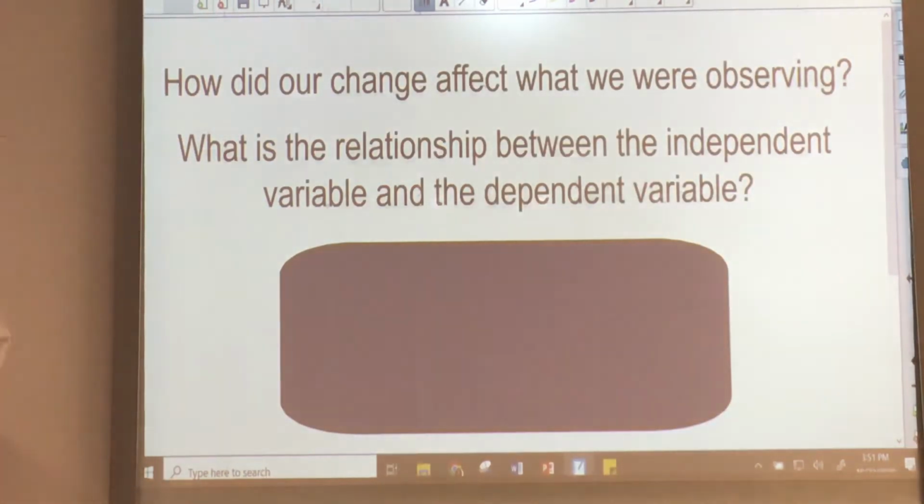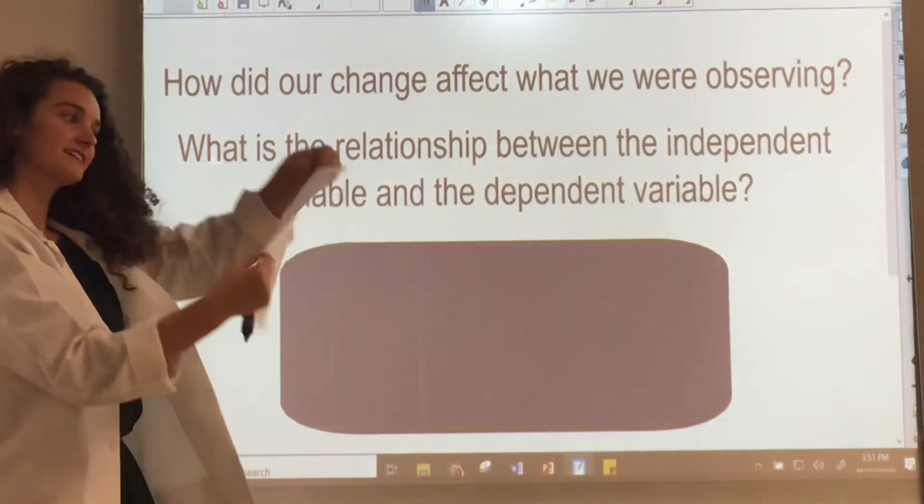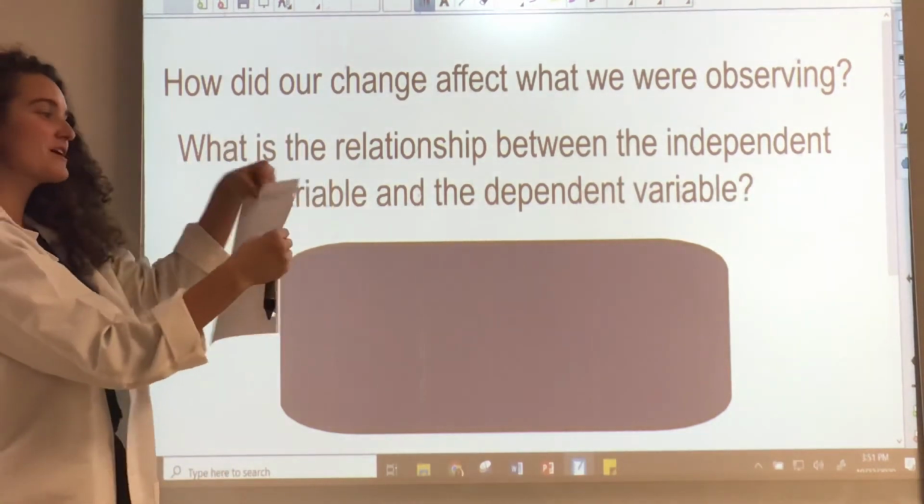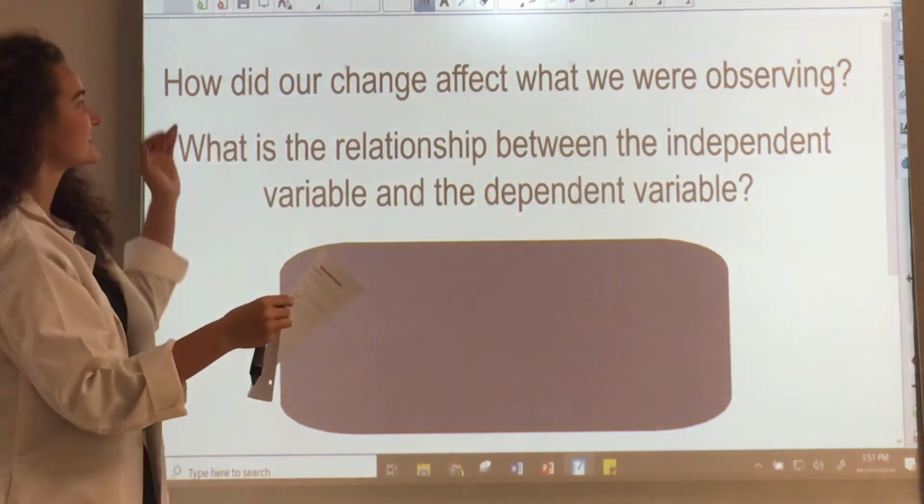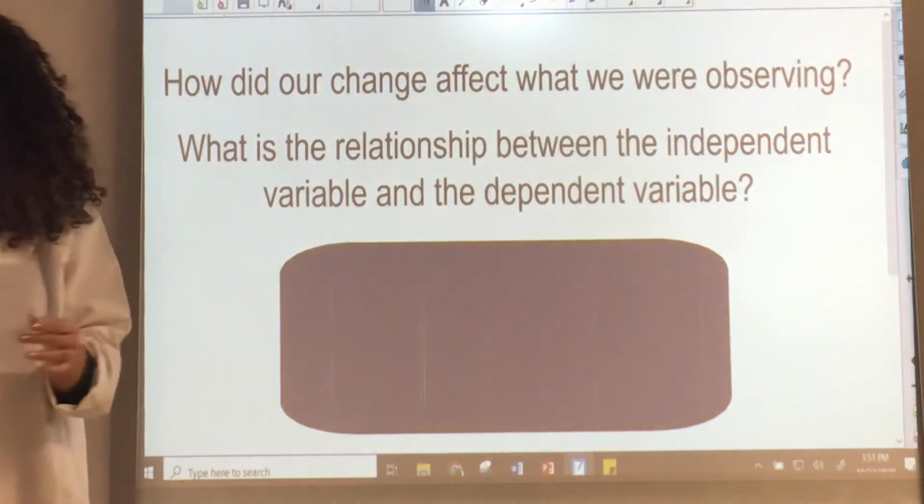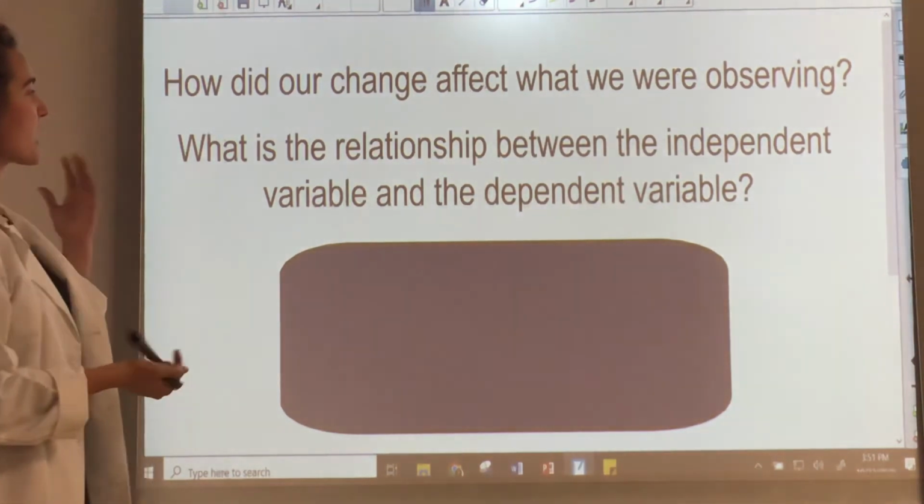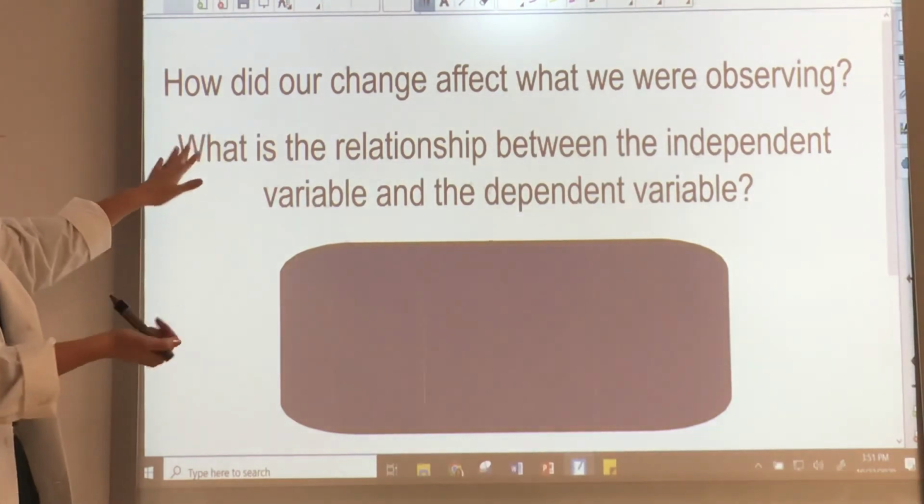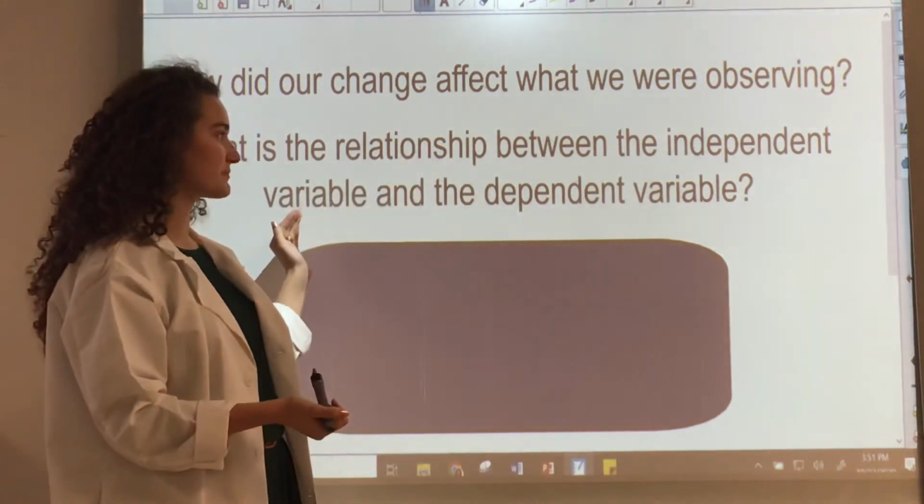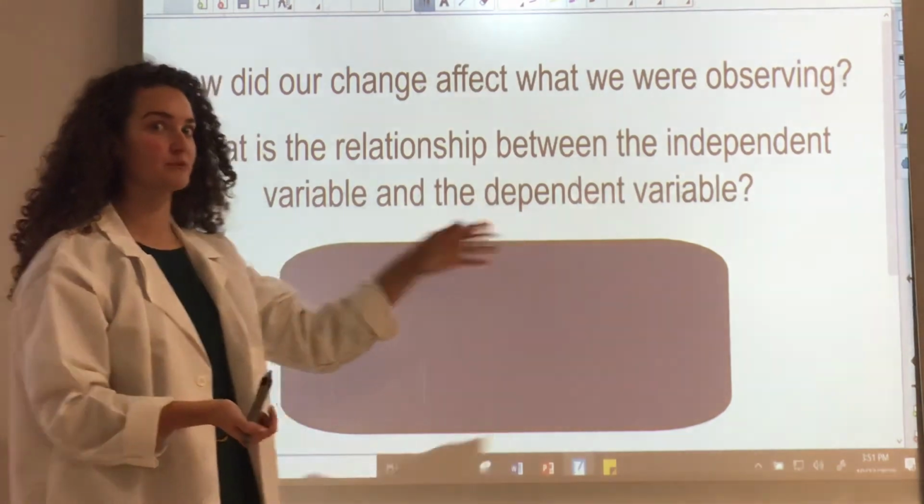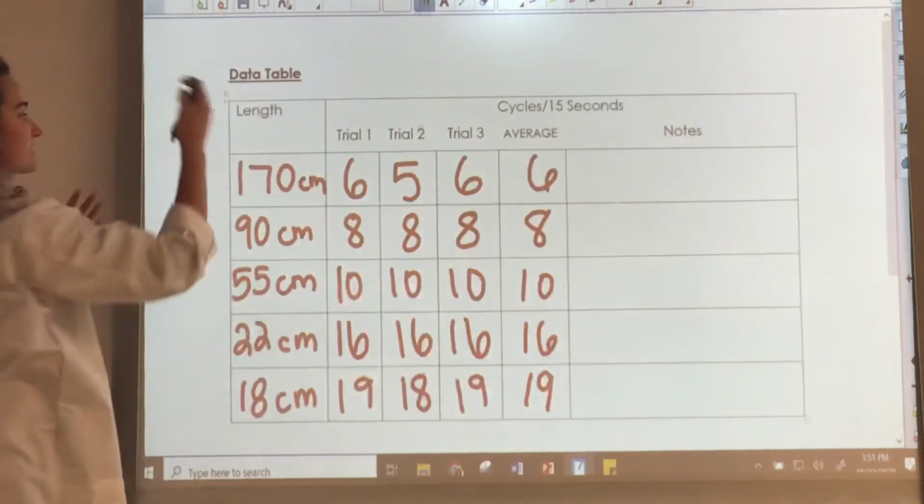All right, on the back of your lab sheet is a secret question. This question is asking us, did changing the length affect the number of cycles that we got every 15 seconds? And another way to ask this question is, what is the relationship between the independent variable and the dependent variable? Let's look back at our data.